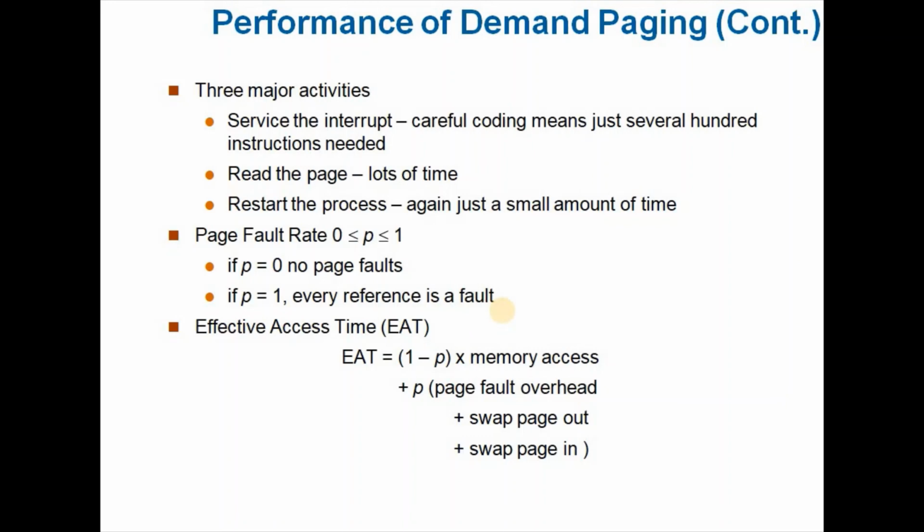Page fault rate is 0 ≤ p ≤ 1. If p = 0, there are no page faults. If p = 1, every reference is a fault. Then we can calculate the effective access time: EAT = (1 − p) × memory access + p × (page fault overhead + swap page out + swap page in). This is the effective access time with page faults.